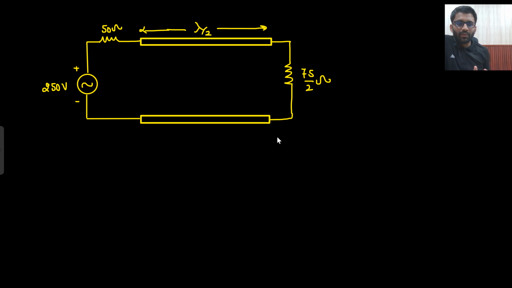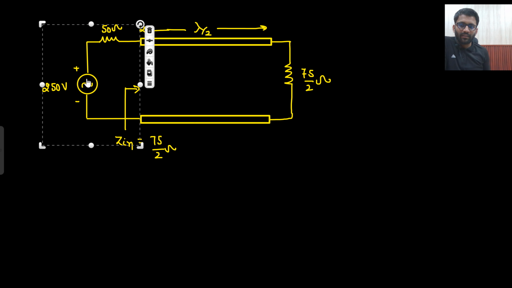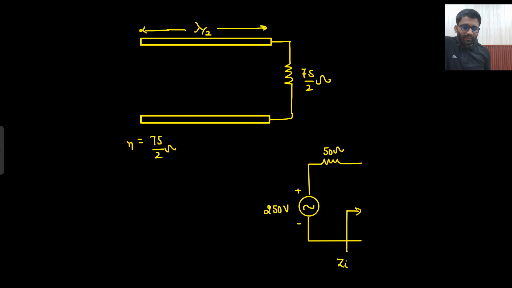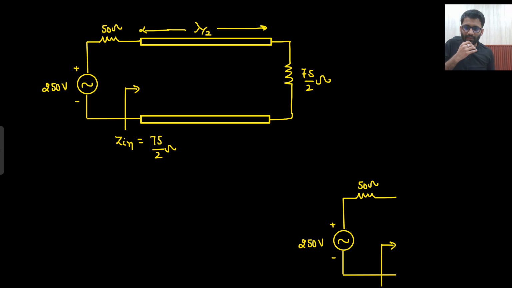Now what I'm going to do is replace this transmission line with its equivalent Z in, the input impedance, right? And what will be its equivalent Z in input impedance? That would be 75 by 2 ohm. So how can I replace it? Simply I will copy this thing. Now this will be replaced with Z in.